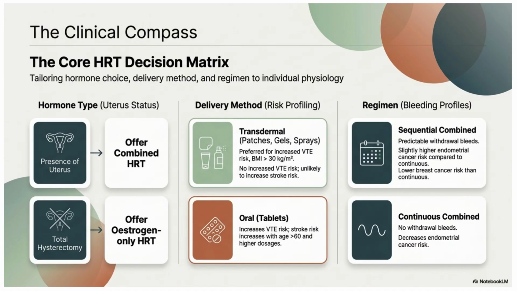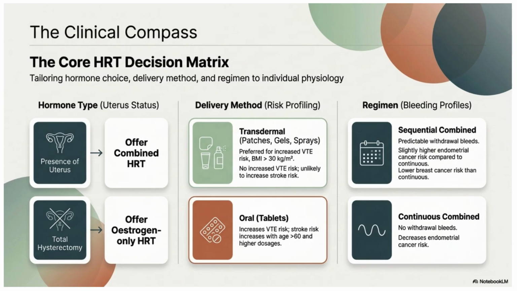Choosing type, route, and regimen. HRT prescribing involves three separate decisions: hormone type, route, and regimen. Type depends mainly on the uterine status. As we discussed, use combined HRT when the uterus is present and estrogen only HRT following total hysterectomy. Route means oral tablets or transdermal patches, gels, or sprays. Oral estrogen passes through the liver before reaching the main circulation. This is known as first pass metabolism and affects the production of clotting proteins. Transdermal estrogen avoids this first pass effect.